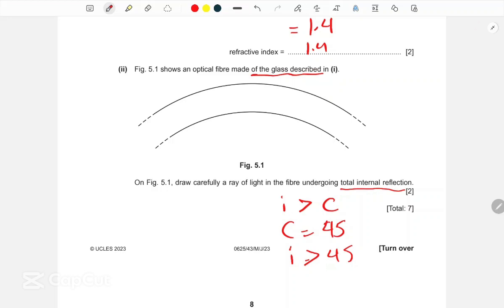So on the diagram, we can draw straight lines. This is one of the incident rays, and then it would be reflected fully. And then we have another one, and then it would be reflected fully too. So now these angles, they all are greater than 45 degrees, all of them.